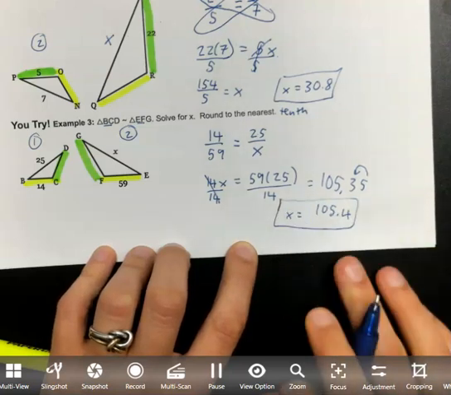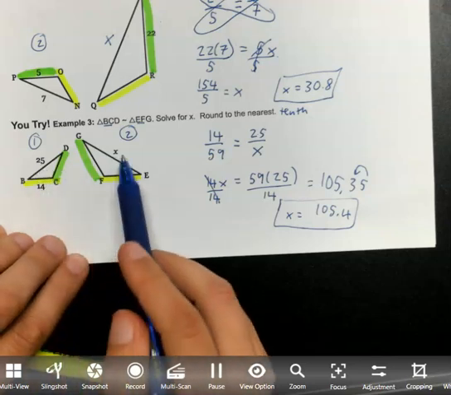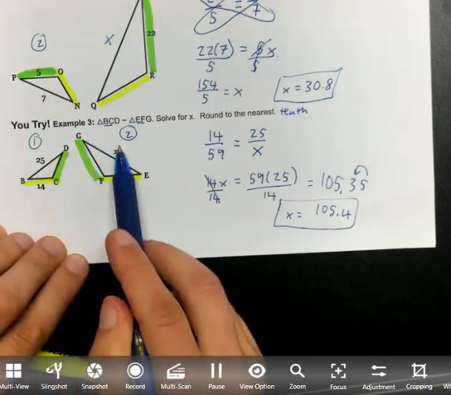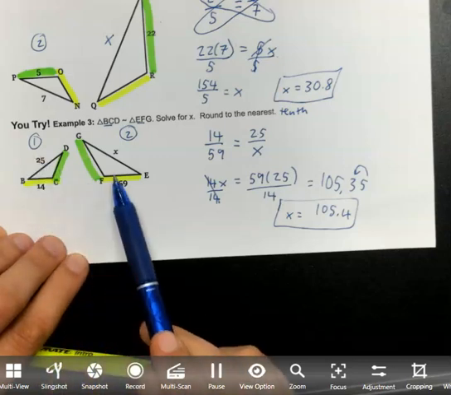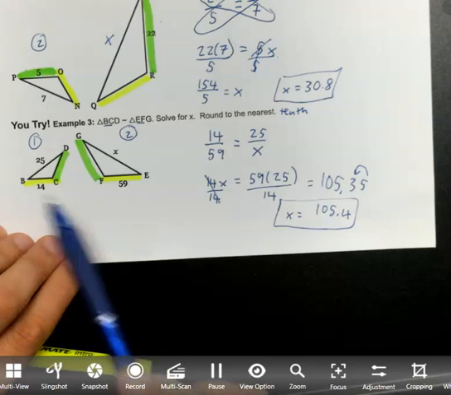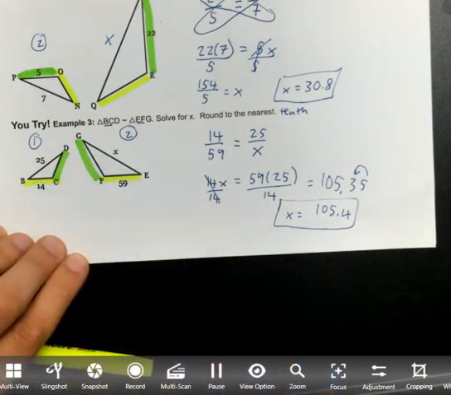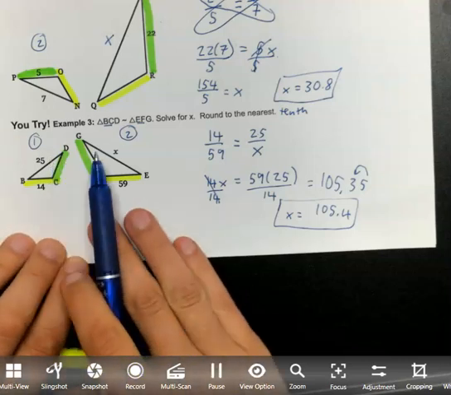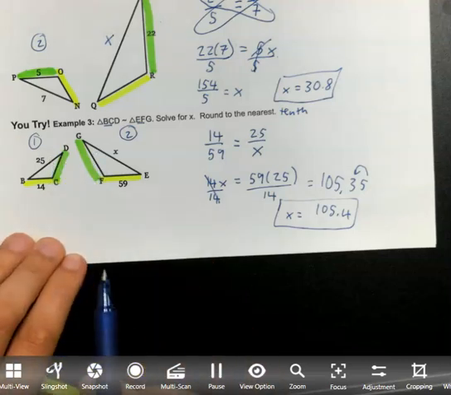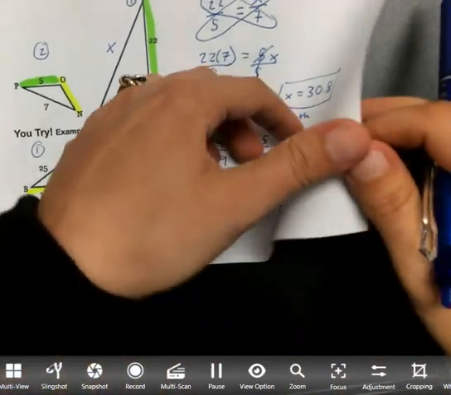Let's do a little common sense check, okay? Notice that the triangle is getting bigger from here to here, alright? And does it seem to make sense that if this is 14, our new triangle is 59, if this is 25, yeah, it seems to make sense, alright? If we ended up with a smaller number, then we would have been like, something didn't work out right, okay? Alright, moving on.